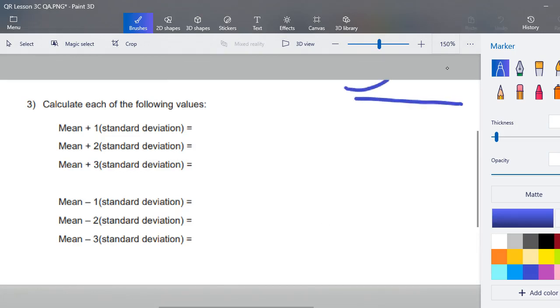It takes a normal curve. Uh-oh, don't have any drawing room there. It takes a normal curve, and we're about to look at regions. And that drawing is not good either. Let's try this one more time.